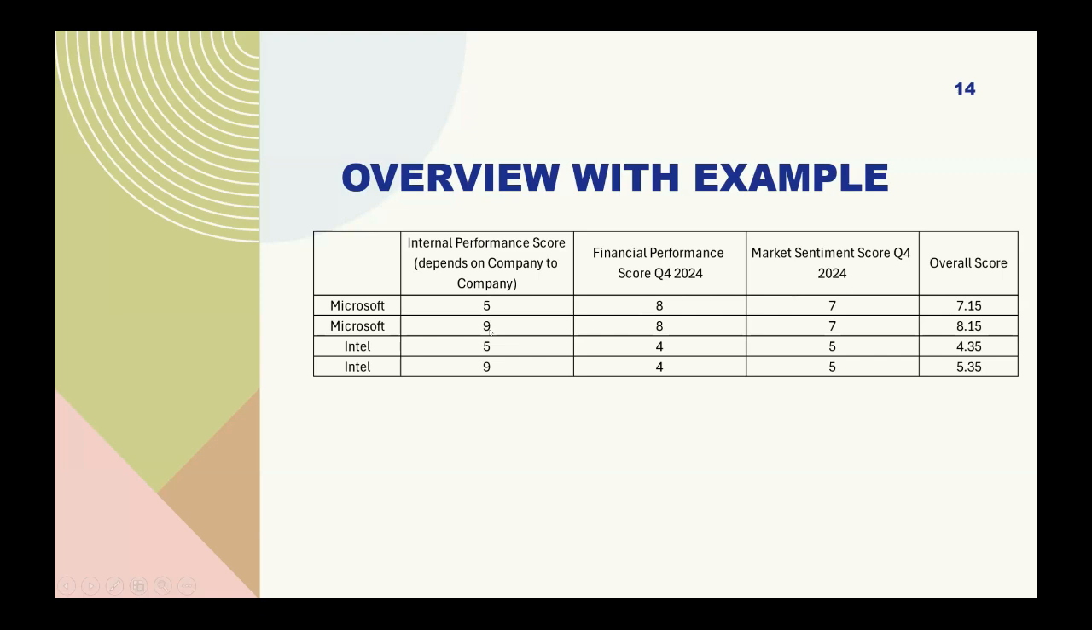Whereas if, let's say, Microsoft is a good customer for your company and the internal score is 9 on 10, then the score increases to 8.15. Similarly, for Intel, when we go to Google Finance we see that the financial health is not that great. So it has been rated 4 on 10 and the market sentiment is 5 on 10. Here, it would not matter whether it is very well engaged with your company. Let's say if the score is 9 on 10, still the overall WTP will be 5.35, which is lower as compared to Microsoft.